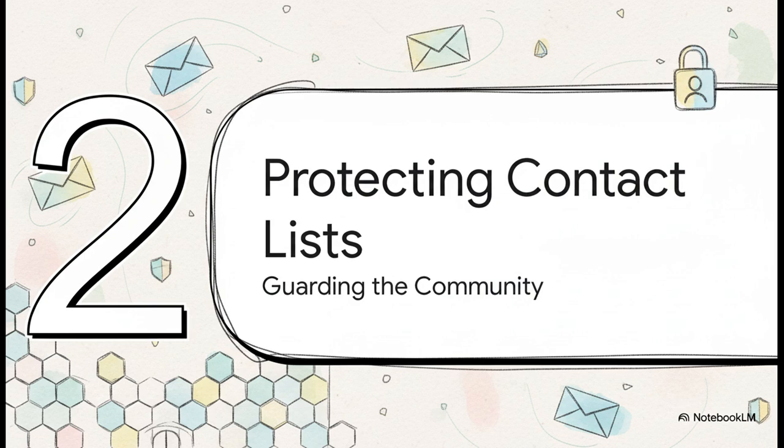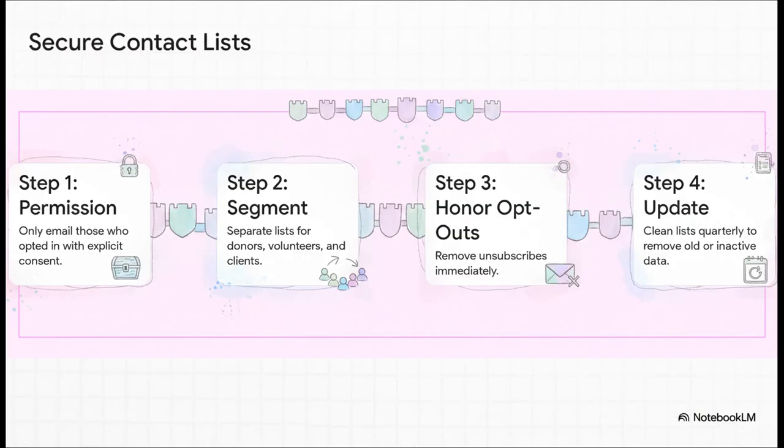Okay, so once that main gate is secure, we need to turn our attention to the folks inside the walls. I'm talking about your contact lists, your donors, your volunteers, your clients. These lists aren't just data. They represent your community. And protecting their information isn't just a tech problem. It's a fundamental issue of trust. Think of this as your 4 golden rules for respectful digital housekeeping. It's really simple when you break it down.